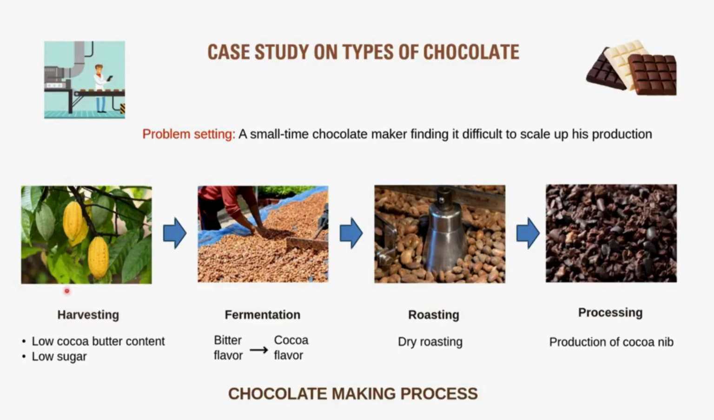The chocolate making process begins by harvesting pods and picking the right pods. So, what I mean by picking the right pods is ripened pods. If pods are unripe, then the resultant chocolate is going to be low in cocoa butter and sugar content, and it will manifest itself as bitter notes in your end product.